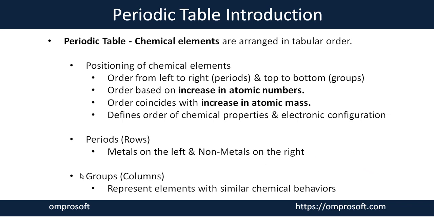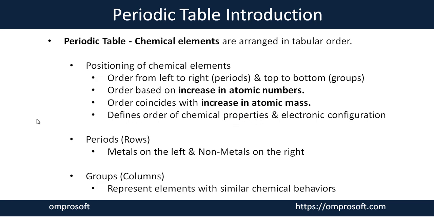And when you are moving along the columns, in groups, in one group, whatever number of elements are present, they have a similar chemical behavior. It means the arrangement of the elements in the periodic table follows a manner in which all the elements are arranged on the basis of increasing order of atomic number, which also coincides with the increasing order of their atomic mass.